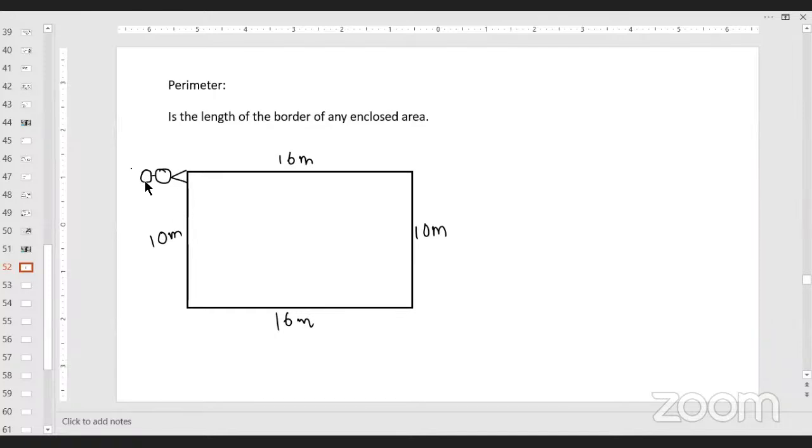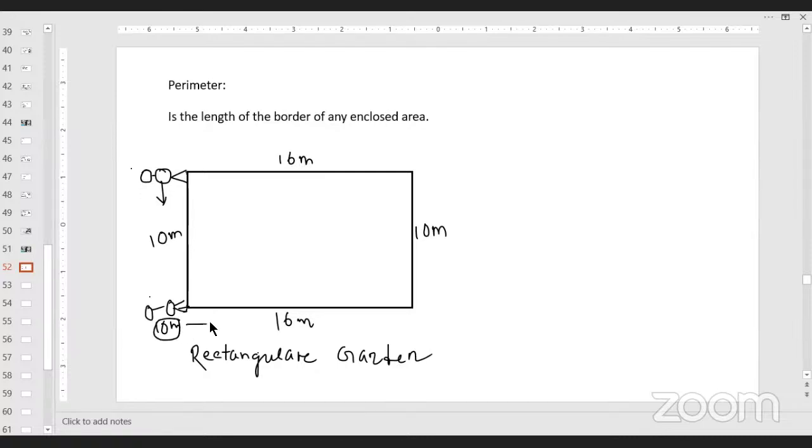Let's see, if Kachumia starts traveling around this garden. This is a rectangular garden, right? I mean, the shape is like a rectangle. So once Kachumia reaches here, what will the traveling distance be from here to here? If Kachumia walks along this road to this place, how much length did he travel? So 10 meter, okay? 10 meter.